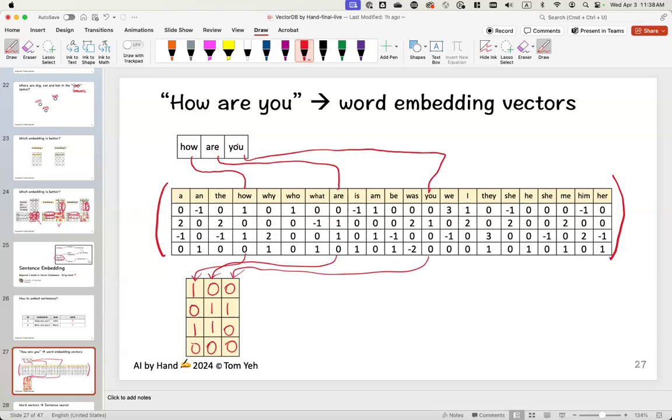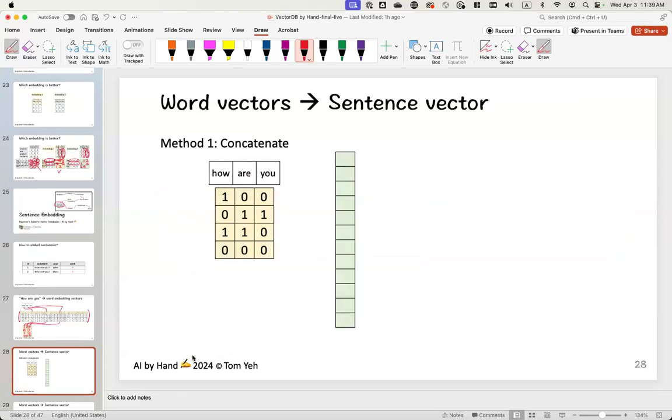So I start with 3 words or 3 tokens. I end up with 3 column vectors. Each column vector has 4 numbers. So the length of each embedding vector is 4, but I can look it up in this way. So how are you gets the word embedding vectors. And before we store that in the database, we tend to store just 1 vector. So we have to combine the 3 vectors into just 1 vector. Combine 3 word vectors into 1 sentence vector.